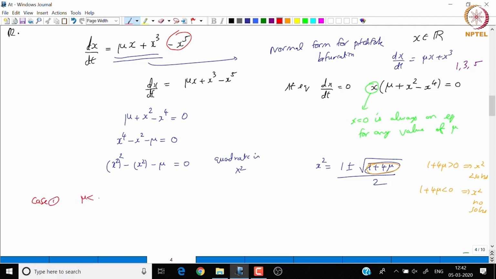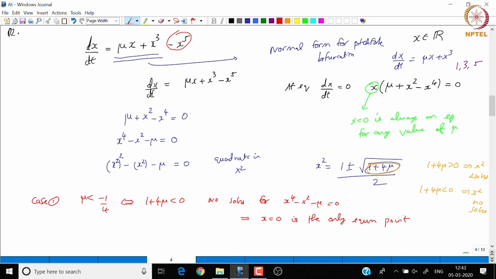when mu is less than minus 1 by 4, which is the same as saying 1 plus 4 mu is less than 0, because if we rearrange we will get mu less than minus 1 by 4. Now, when mu is less than minus 1 by 4, there is no solution for this quadratic. So, this implies x equal to 0 is the only equilibrium point, and we want to know whether it is stable or not.